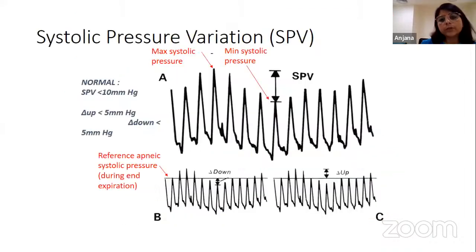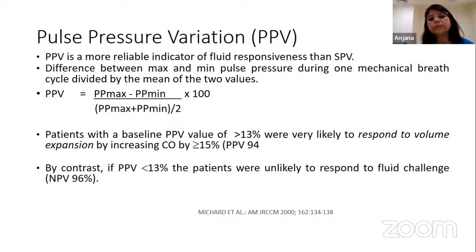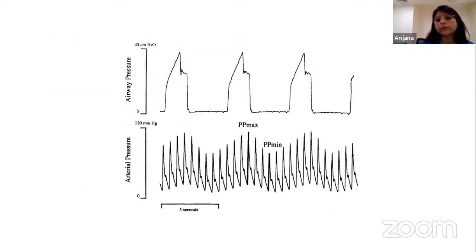So this is systolic pressure variation. You can see it in mechanically ventilated patients. Then pulse pressure variation: if the variation is more than 13%, they are the patients who are likely to respond by increasing the cardiac output by more than or equal to 15%. So this is the type of trace you will see in the pulse pressure.